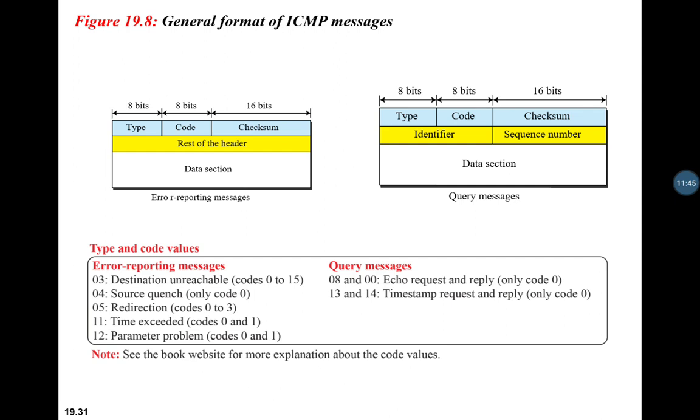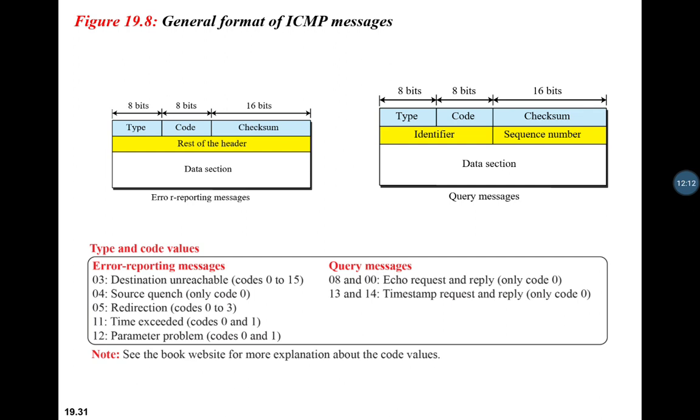Next, the second one is the source quench. It is of type 4. Here it informs the sender that the network has encountered congestion. That means the network is busy. The datagram will be dropped, and when this information is received back, the source will slow down the process of generating datagrams, which is something like congestion control.